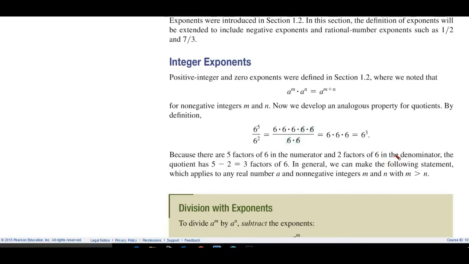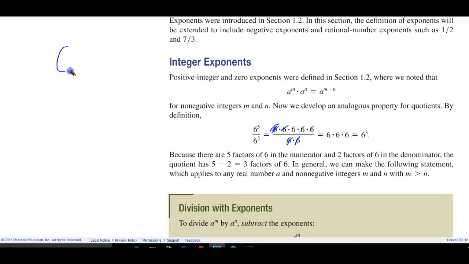Let's see what we can do here. Well, there's a 6 over 6. That cancels out. That's a 1. We have another 6 over 6. That cancels out. That's another 1. And we're left with how many 6s? 3. So this is 6 to the 3rd power.